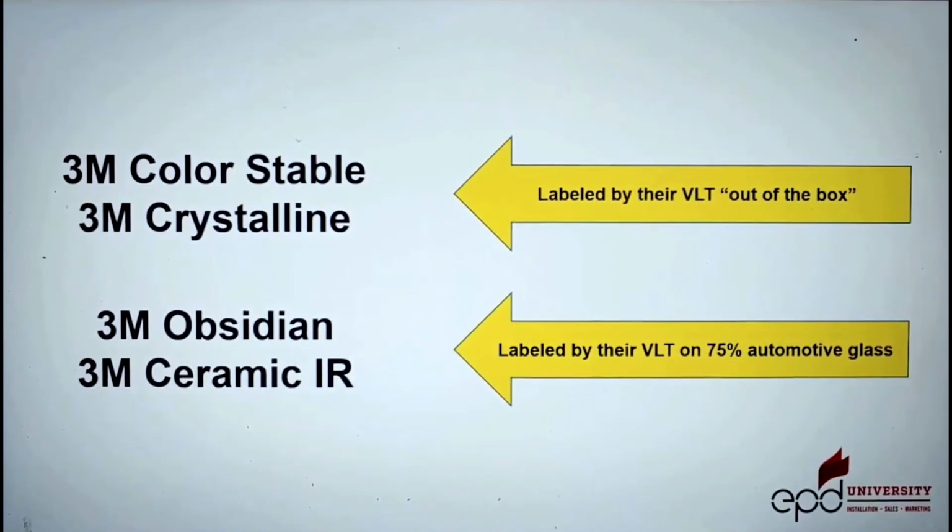3M Crystalline and 3M Color Stable are labeled by their visible light transmission out of the box. So if you meter a piece of 3M Color Stable 50, it will meter to around 50%. 3M Obsidian and 3M Ceramic IR are labeled by their visible light transmission on 75% automotive glass. So if you meter 3M Ceramic IR 50 out of the box, it will meter above 50%, so that when it's installed on 75% automotive glass, it will meter right around 50%.